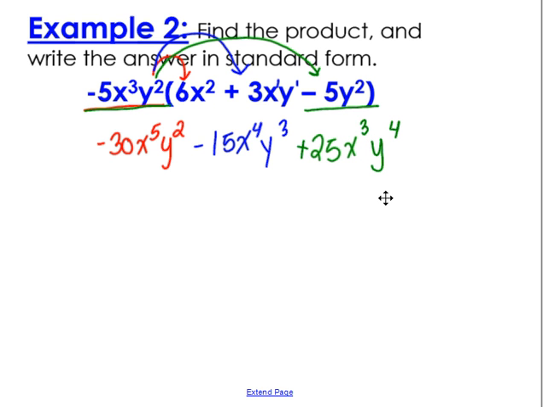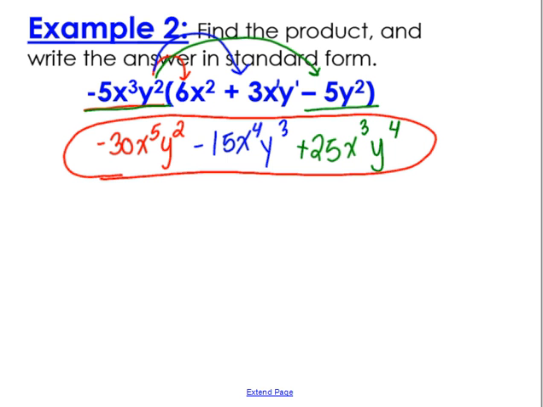Let's see if I can combine like terms. No, this is an x to the fifth, y to the second. I don't have any more of those. I don't have any more x to the fourth, y to the thirds. And I don't have any more x to the third, y to the fourth. These are different. See, this has the x to the fourth power and the x to the third power. That makes those different. So this is my final answer, and it is in standard form because the degree of each term is actually 7, so it doesn't matter which order you write any of those terms in.